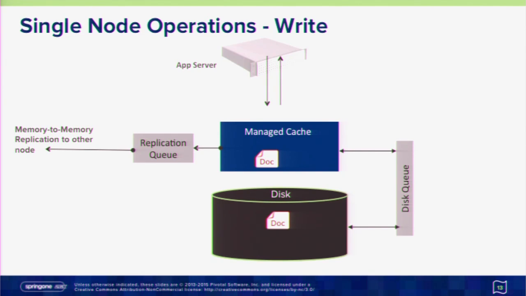If you are doing cross data center replication, which means replication between different clusters, active replication, it also goes into a queue. If you have a query and index service enabled, I'm going to talk more about this, it goes into the index service. But once it's in memory, it's considered stored.